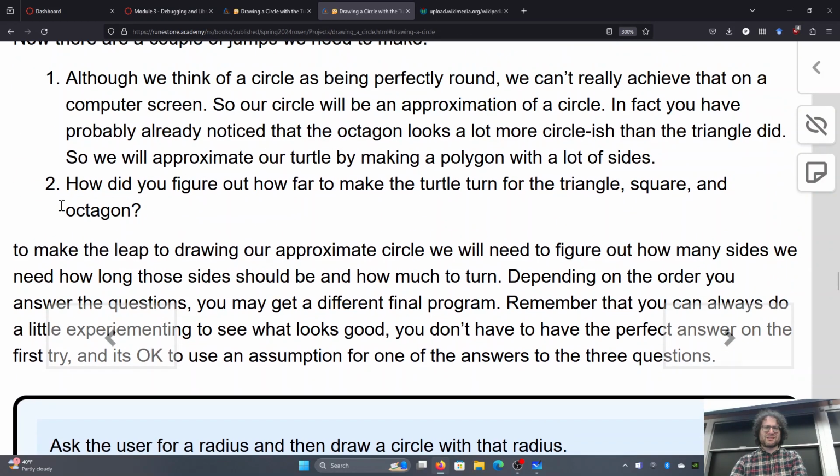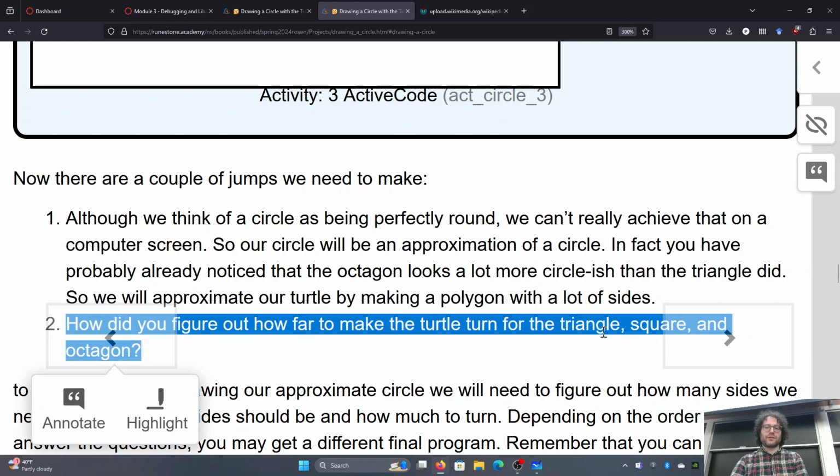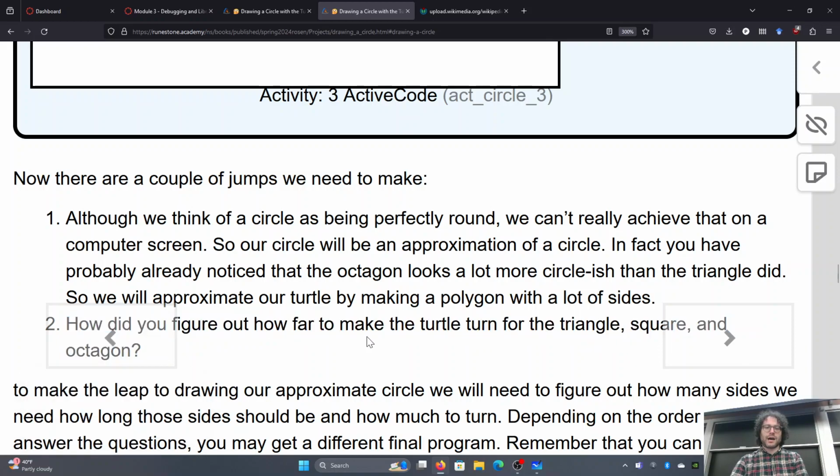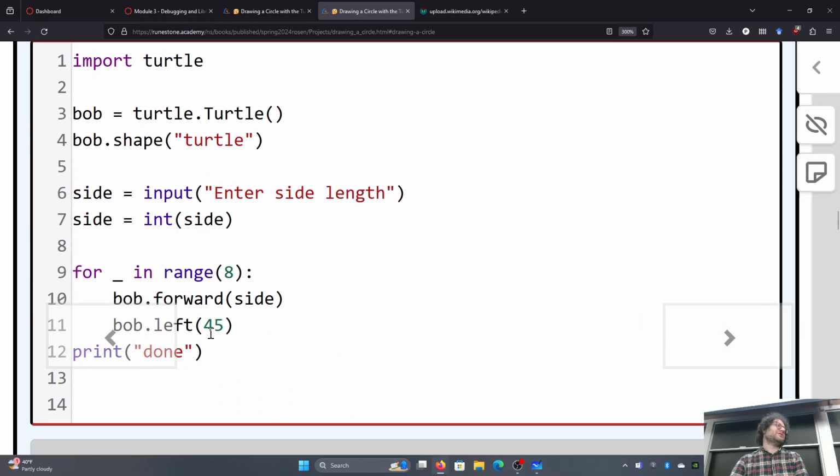Number two, they have a third thing they need to figure out. Number two, how can we figure out how far to make the turtle turn for the triangle and square and octagon? Well, it has to add up to 360 degrees, as I mentioned. We kind of just discovered that rule. And because each turn is going to be equal, it's regular. That's what it means. Each side is going to be exactly the same.